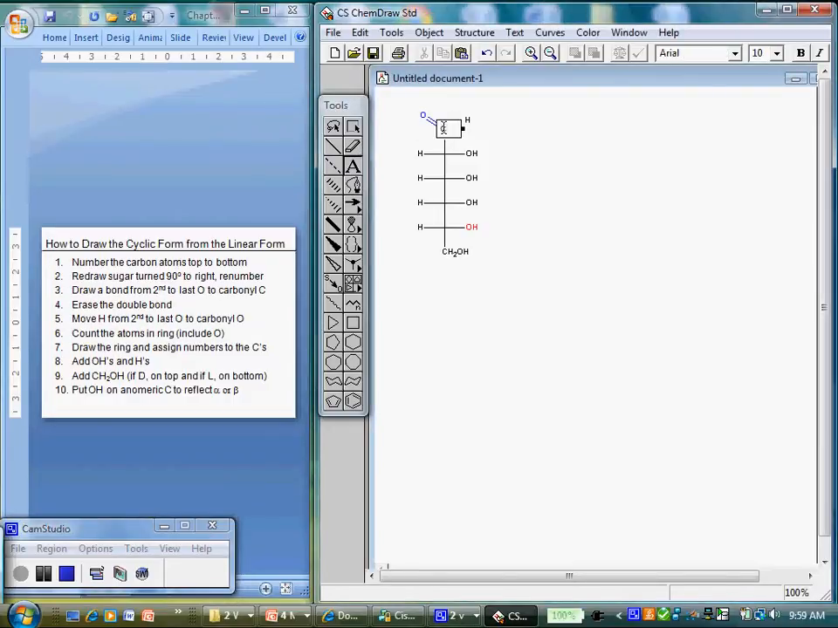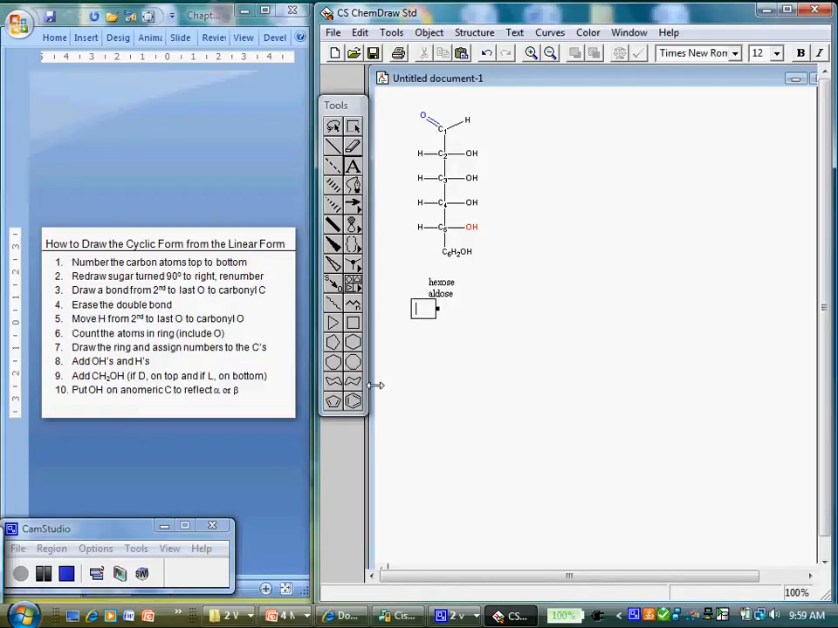So we're going to number this C1, then C2, then C3, C4, C5, and C6. Okay, so numbering the carbons tells us that we have a hexose, and looking at carbon 1, we see that our carbonyl is on the end, so we have an aldose. So this is an example of how to take the linear form of an aldohexose and draw the cyclic form.